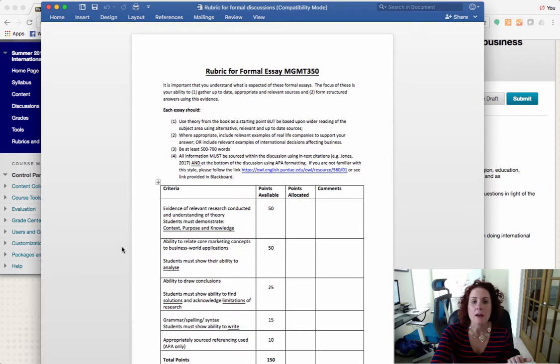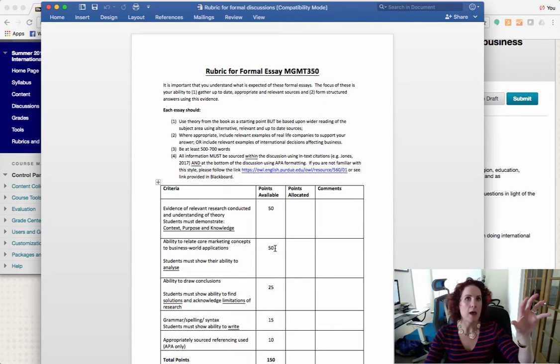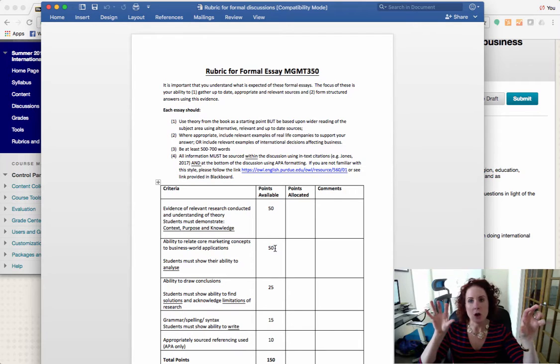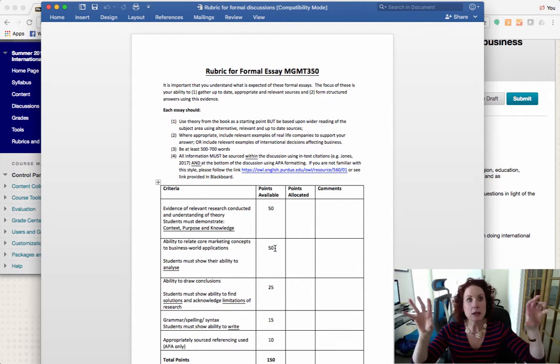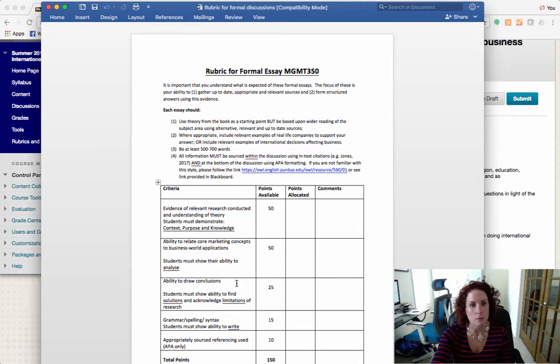The next area is, can you relate this theory to the real world? So the first essay has a case study attached to it. And your job with this 50 points is to take the theory and match it to the information of the case study, because that's a real world example. That case study is from the real world. So taking those 2 pieces and merging them forms 100 points available.